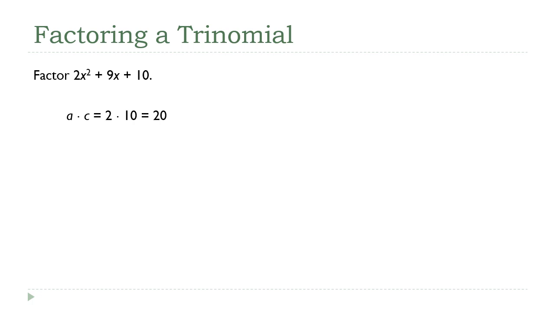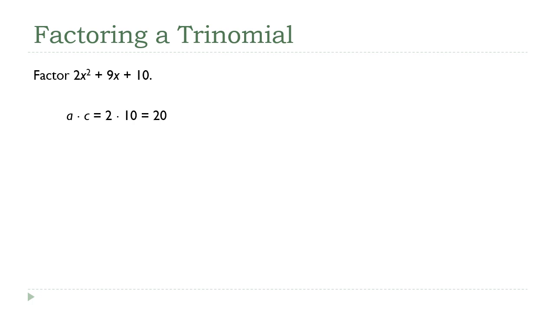I want to factor 2x squared plus 9x plus 10. I'm starting out doing what I said in step 1. I'm multiplying the a and the c term together. A is 2 and c is 10, so that product is going to give me 20. Now I'm going to start breaking up that 20. I'm going to look for pairs of numbers that multiply to give me 20, and I'm looking for the pair that adds up to 9.